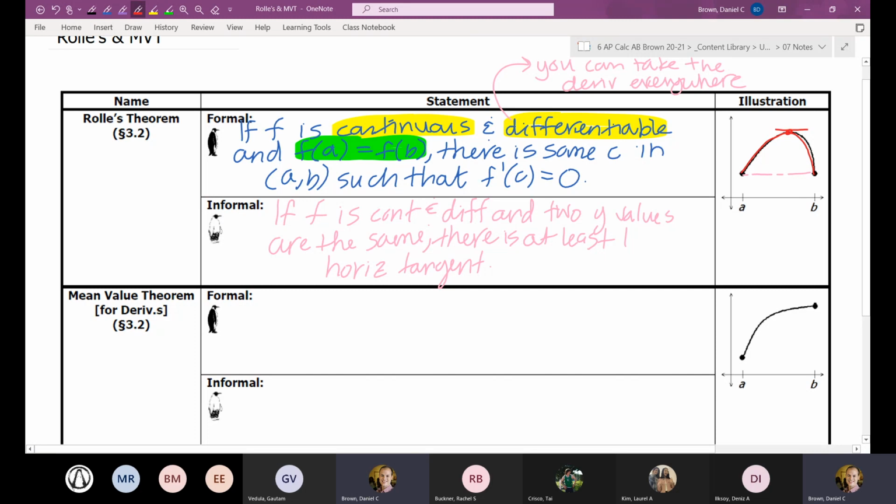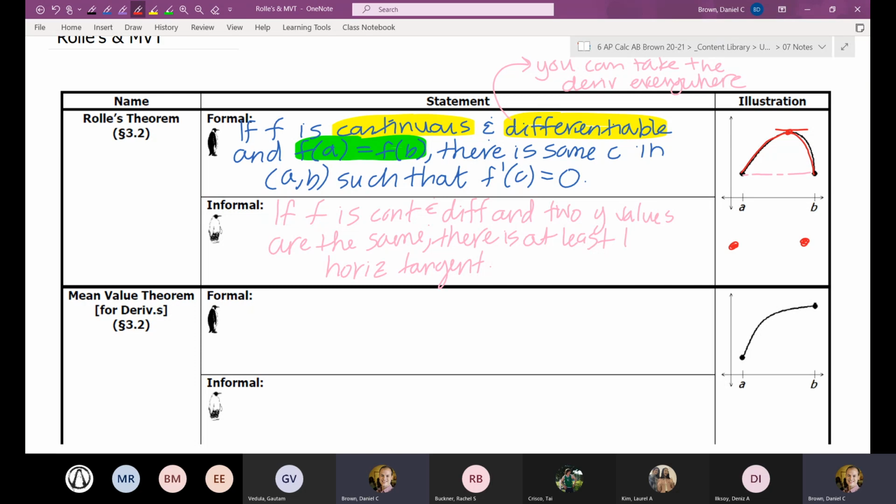Say you didn't know what the graph looked like. Say you just knew, hey, here's one y value, and a little bit later, you had the same y value. You may not know what the graph looks like, but I know for certain that somewhere between those 2 points, there has to be a horizontal tangent somewhere.